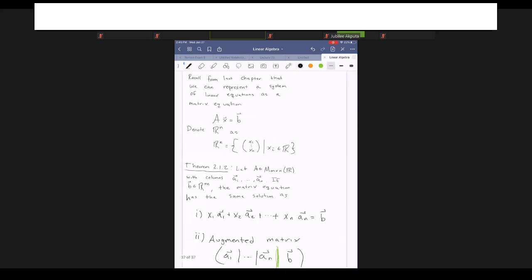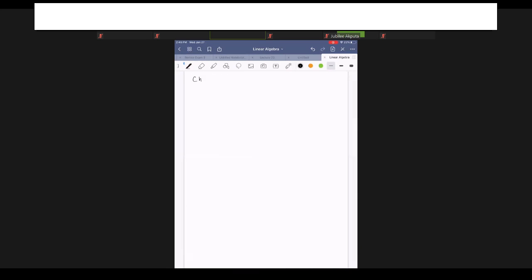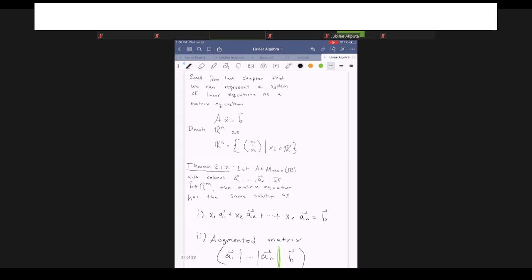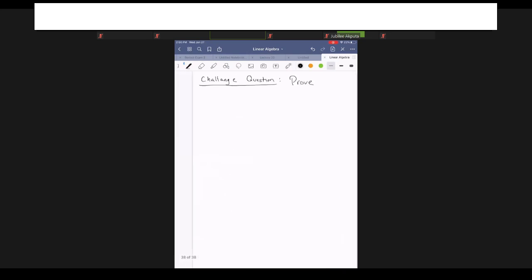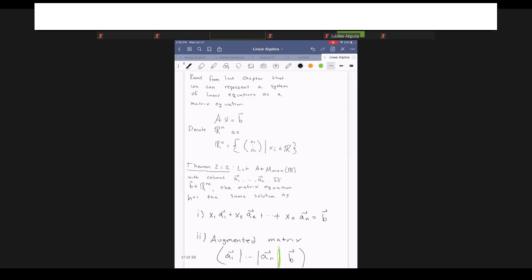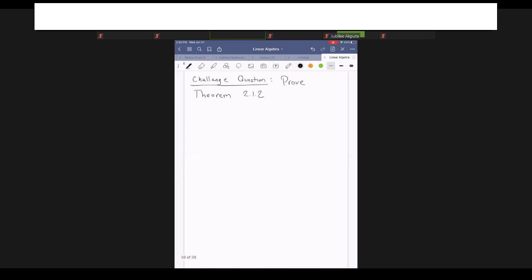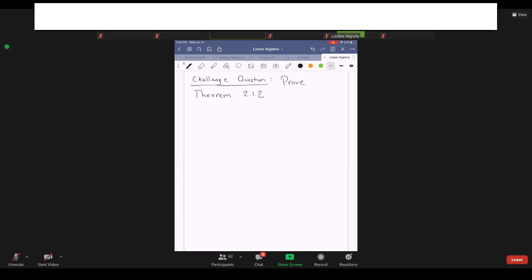So here, the challenge: I want you to prove this theorem right here, Theorem 2.12. Honestly, it shouldn't be very hard.